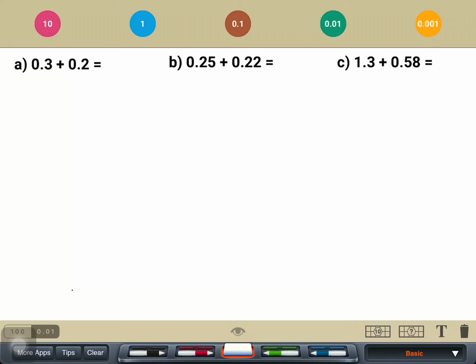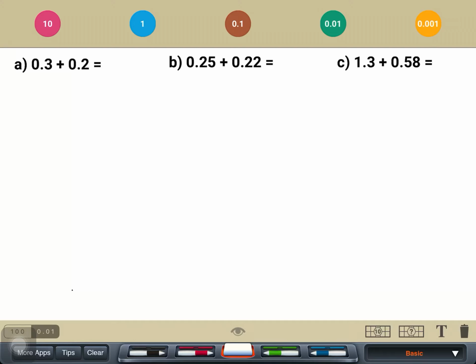How to add decimals without regrouping. So here we will be answering 3 different equations, and I will be showing you how to solve it using this place value disk app, and then later on how to do it in arithmetic.